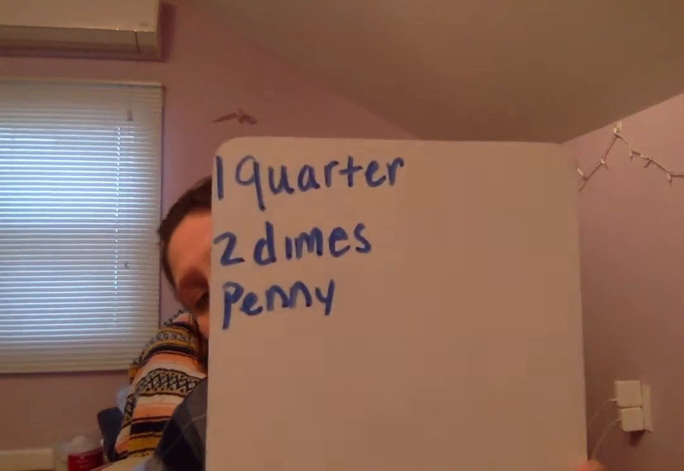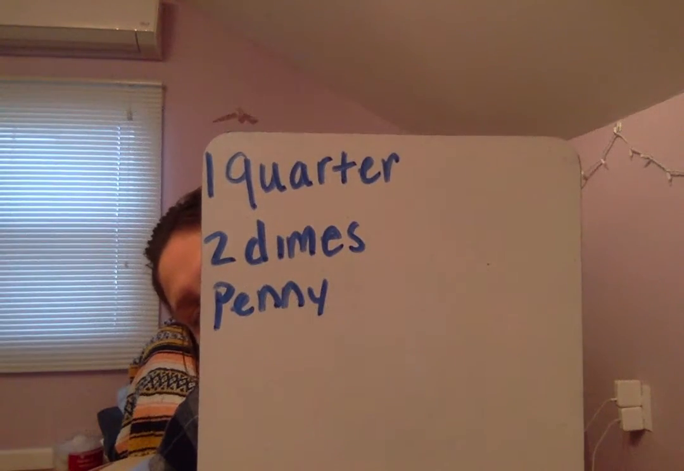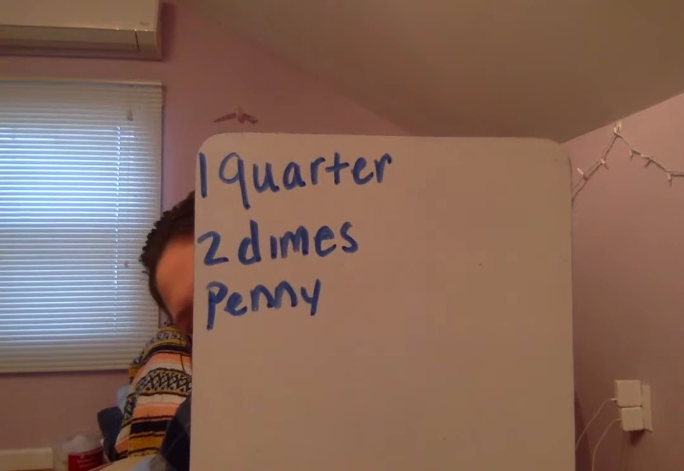Now is where you have to know what each one of the coins' values is. So if I told you I'm giving you a quarter and 2 dimes and a penny, now I want you to write this as a decimal. I want you guys to write this as a decimal.